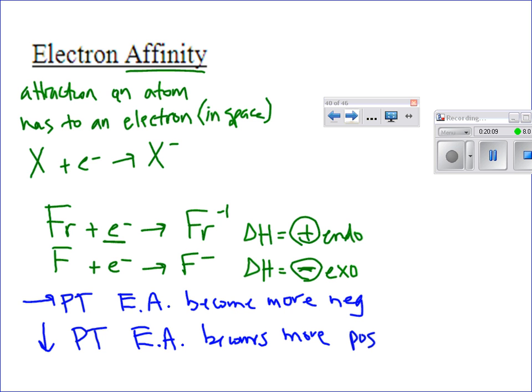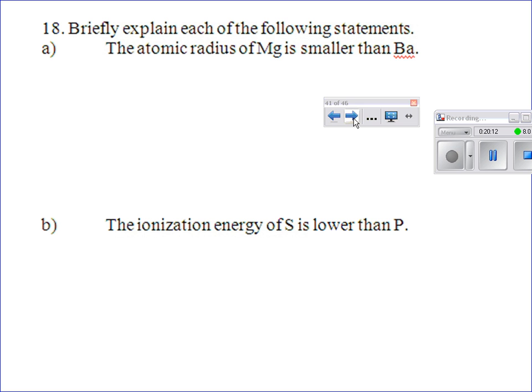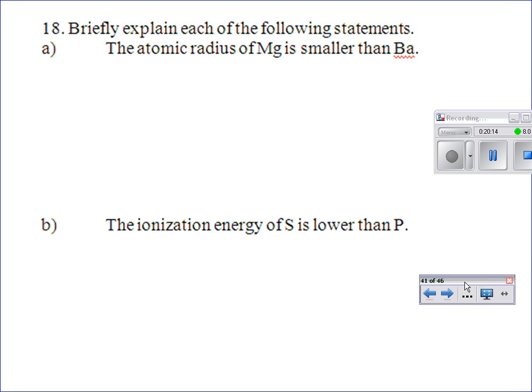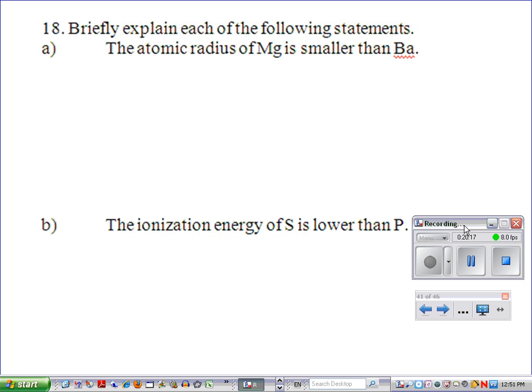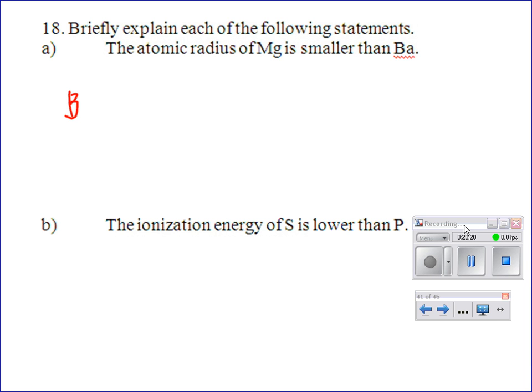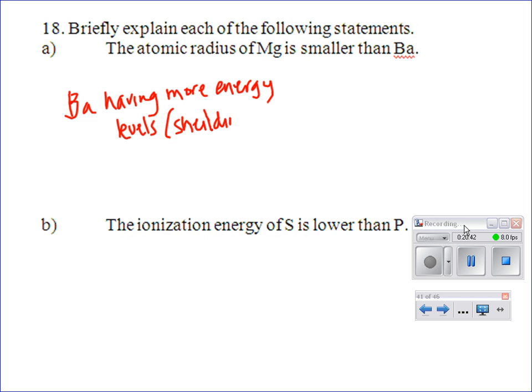Okay, so I will just work one really quick problem here for those of you who were absent. The rest of you only need to come in, copy from the online notes, and ask questions. But number 18, it says the atomic radius of magnesium is smaller than barium. I know you guys want to write a book. I know you like lots of words. But if you simply say barium having more energy levels or shielding is larger. That's it. All you have to say, more shielding, more energy levels.